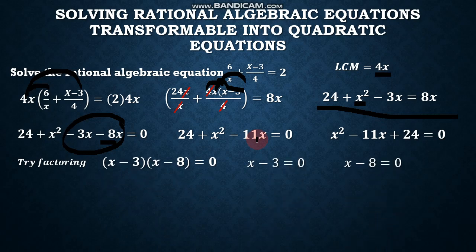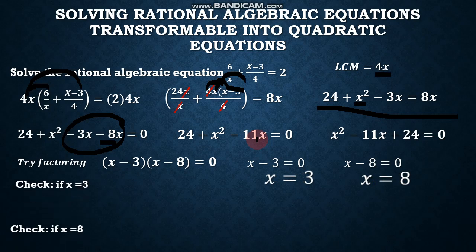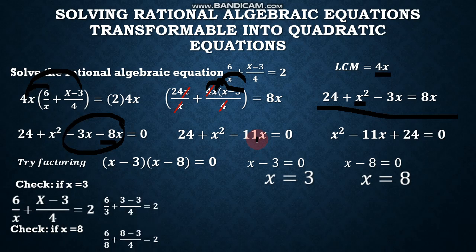Then apply the zero product property. x minus 3 equals 0. x minus 8 equals 0. And then simplify. Our solutions are 3 and 8. Then let's check. Let's go back to the original equation. Observe, 6 over 3 plus (3 minus 3) over 4 is equal to 2. So 2 plus 0 over 4 is equal to 2.